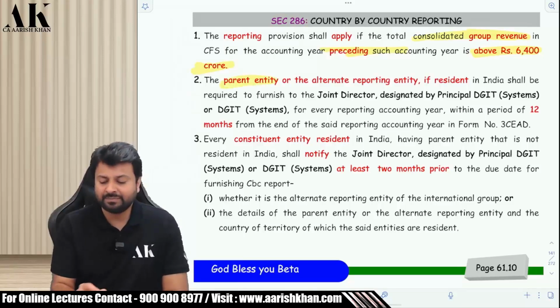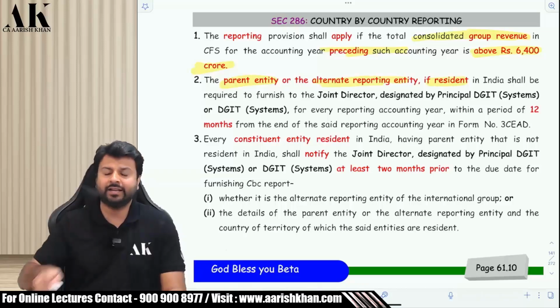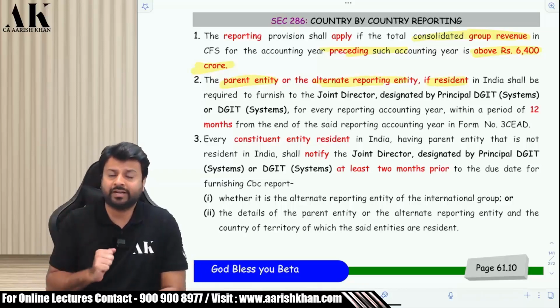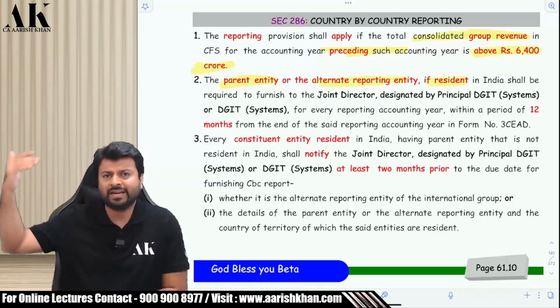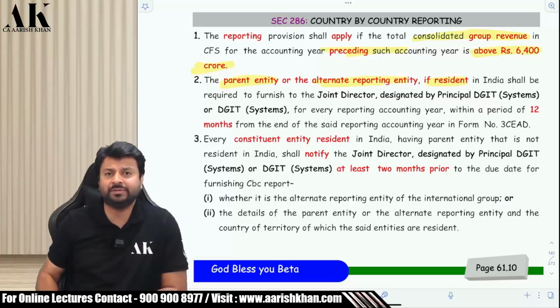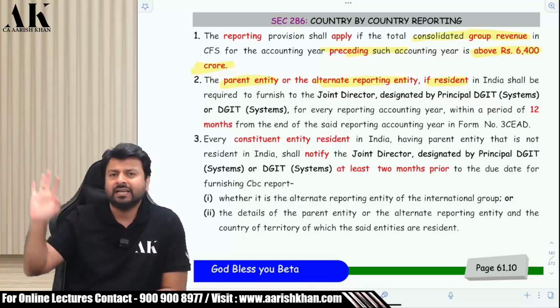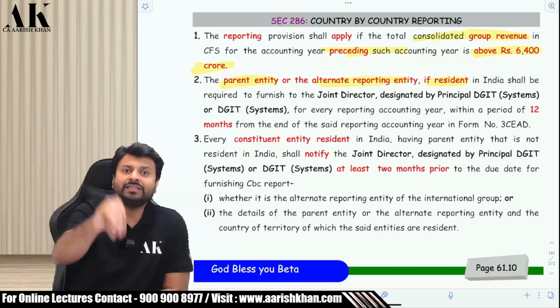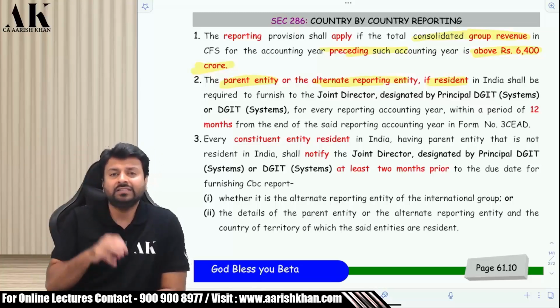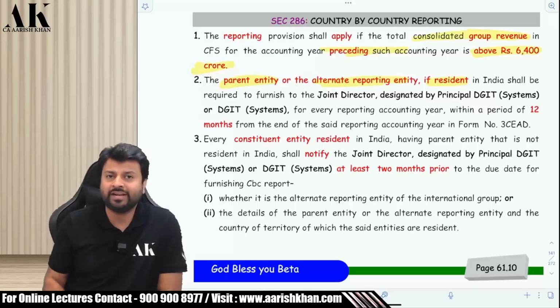CBCR will be filed by either the parent entity who is a resident in India or an alternate reporting entity who is a resident in India. Now you will ask a question, who is an alternate reporting entity? An alternate reporting entity is nothing but an entity who has been given the power to file the CBCR. Suppose Sony Japan says that I am not filing CBCR, but they have delegated that authority to Sony India. Then Sony India will become an alternate reporting entity.